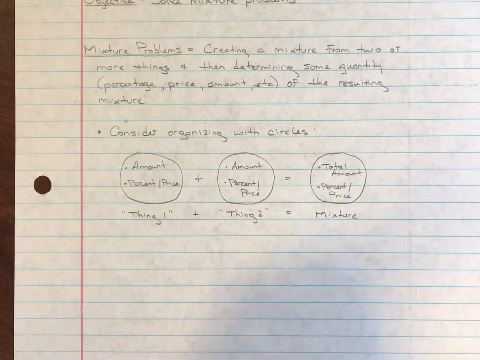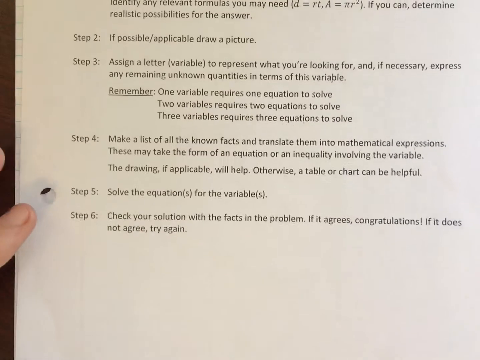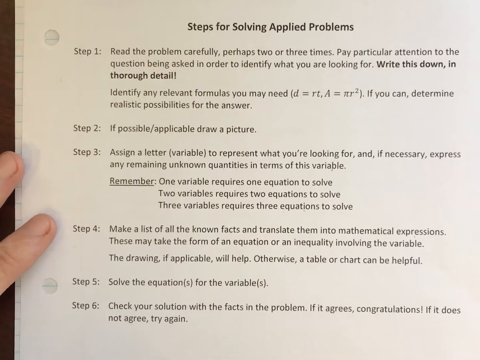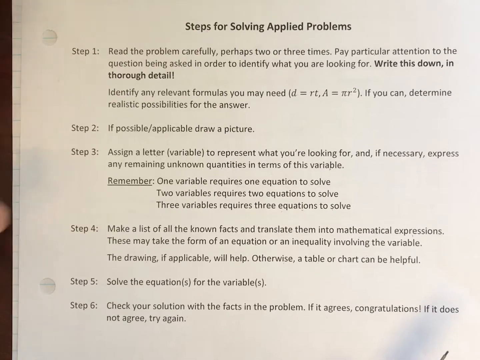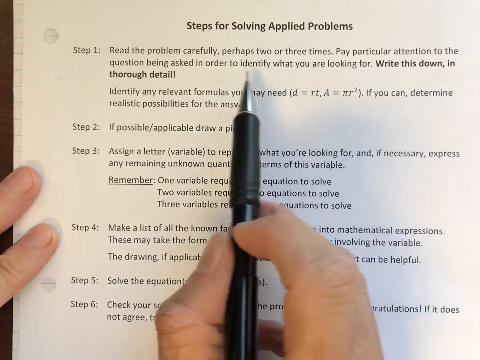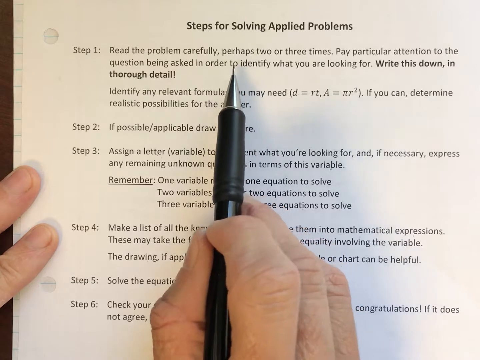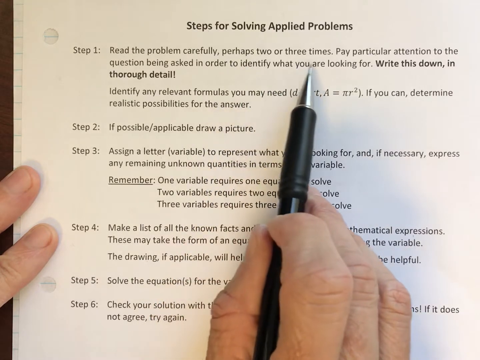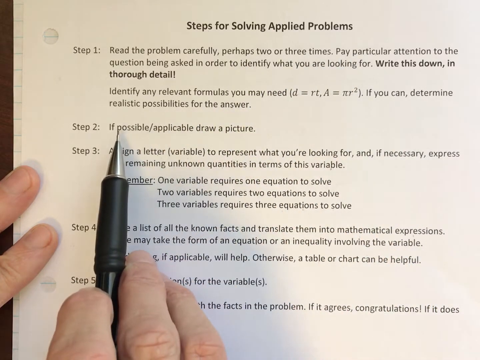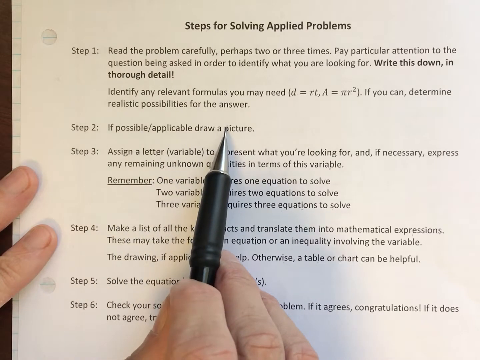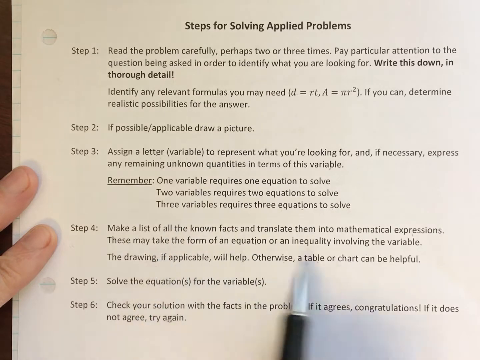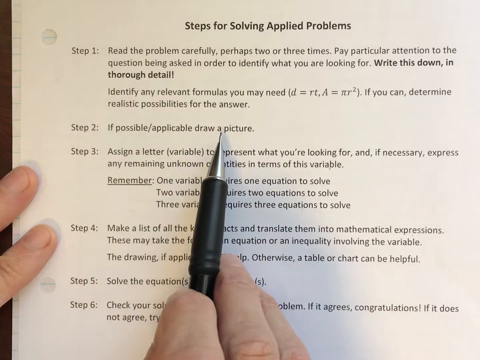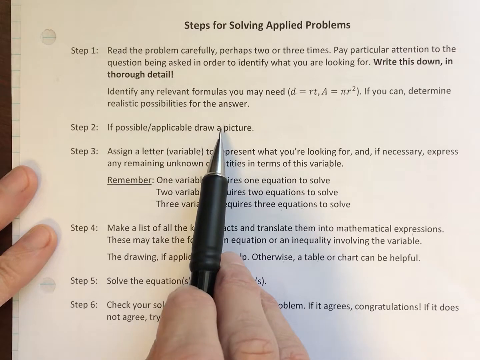Okay, quick review of what we've been looking at for our problem-solving process. Here it is. Again, we're going to read the problem carefully in step one. We really want to be focusing on exactly what we're being asked to find, what we're looking for. Step two is draw a picture. That's not going to be applicable. I'm going to draw the circles as part of step four in organizing myself. So a picture is not going to be very applicable here in mixture problems.